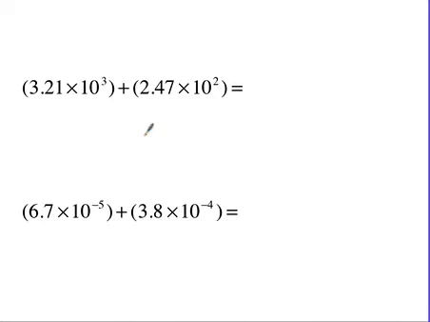So let's have a look at a couple of methods of adding and subtracting with standard form. One way of doing it is by converting both of these into regular decimal numbers. So 3.21 times 10 to the power of 3, we can convert into 3,210, and 2.47 times 10 to the power of 2 we could convert into 247. So then it's possible just to add these two together in the regular column.